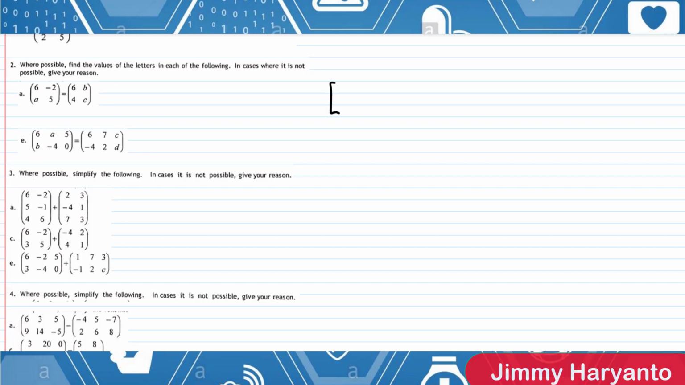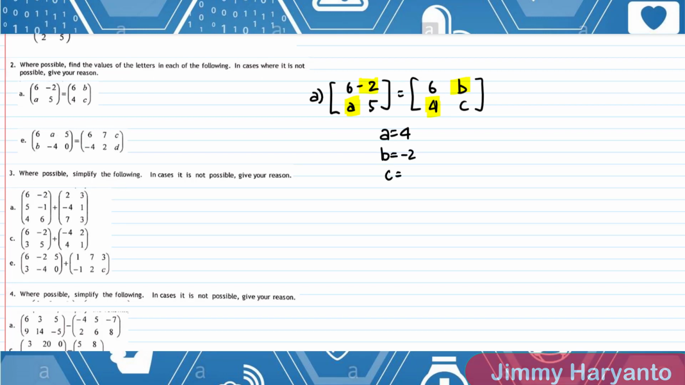For A, we have 6, negative 2, A, 5, equals 4, B, 6, C. For the first one, take a look at A and 4. The position is the same, so A equals 4. Then negative 2 and B are also in the same position, so B equals negative 2, and C equals 5. There you go, this is the answer for number 2.